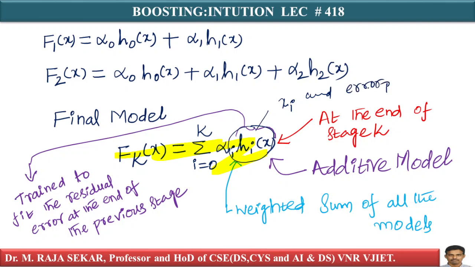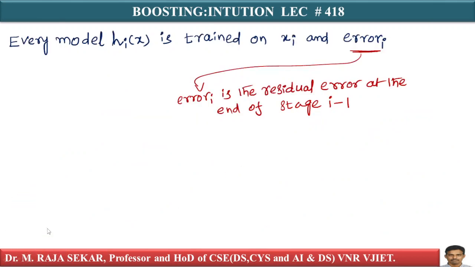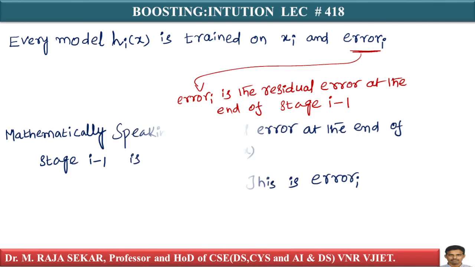And error i, isn't it? Every model hi of x is trained on xi and error i, isn't it? Mathematically, I can say error i is the residual error at the end of stage i minus 1, which is yi minus fi minus 1 of x. This is error of i, isn't it?